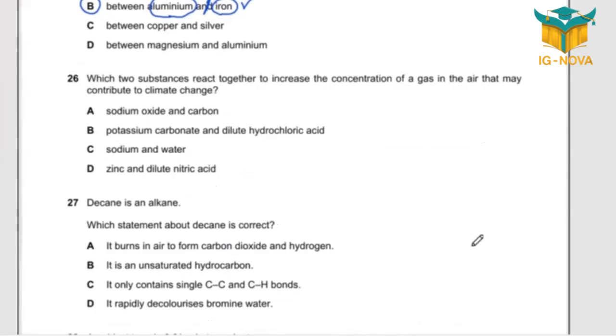Question 26. Which two substances react together to increase the concentration of a gas in the air that may contribute to climate change? It means we want carbon dioxide. Surely carbonate with acid. Sodium oxide and carbon can't help, it doesn't produce carbon dioxide. Sodium and water, actually no reaction with carbon because carbon is less reactive than sodium. Sodium and water produces hydrogen gas, by the way. Zinc and dilute nitric acid produces hydrogen gas as well, so it can't help.